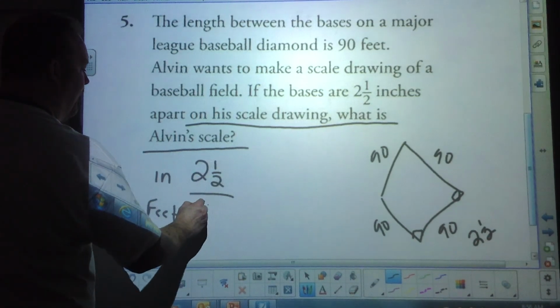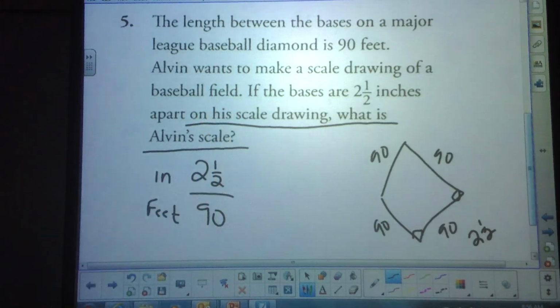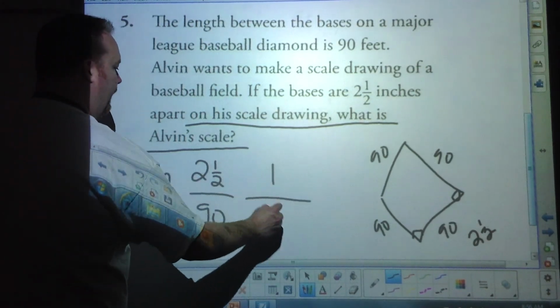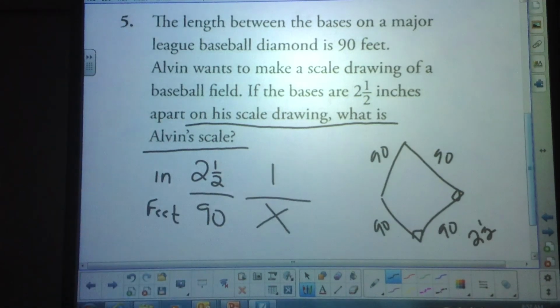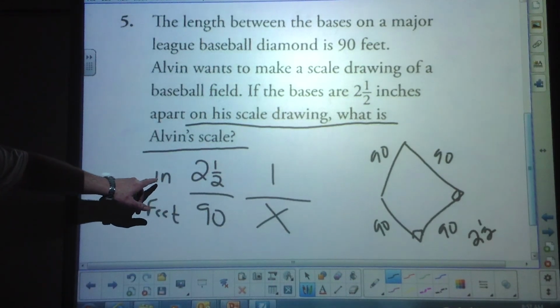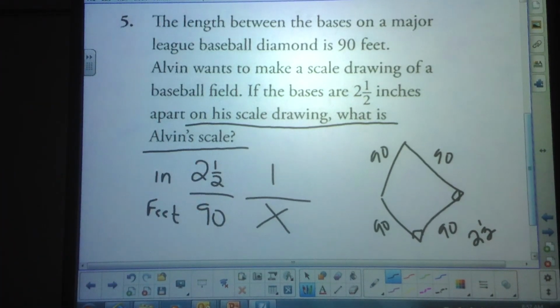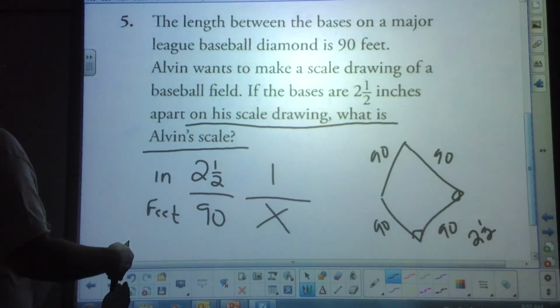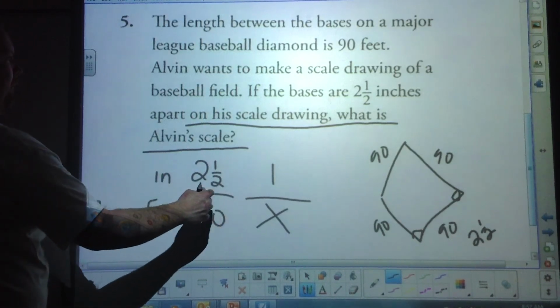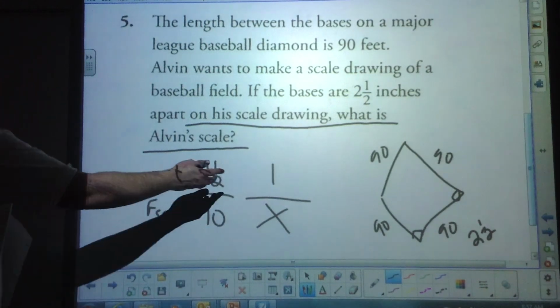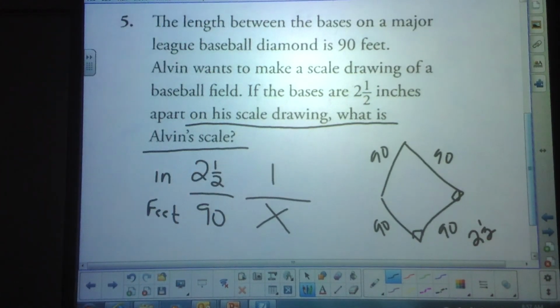We know that 2.5 equals 90. If I'm asking you for the scale, 99 times out of 100, when I'm asking you to make a scale for me, I'm asking you to say 1 inch equals how many feet or however many, whatever. Usually the small one is going to be the one with 1. So what I'm trying to find out is, if I wanted to make myself a scale, and I wanted to put it at the bottom of this so people could read it, 1 inch equals how many feet? Now we've got a proportion and we can do it just like we've done it before.